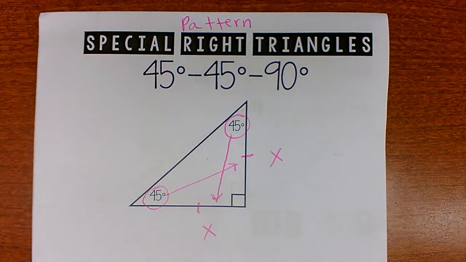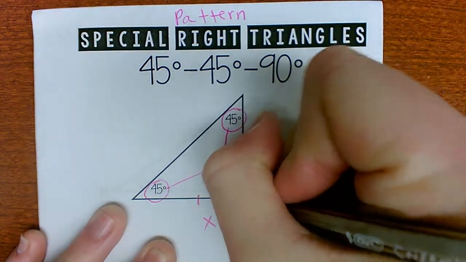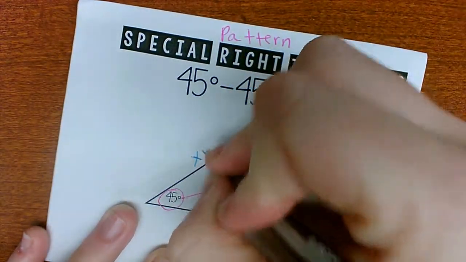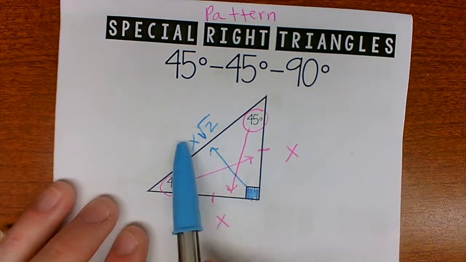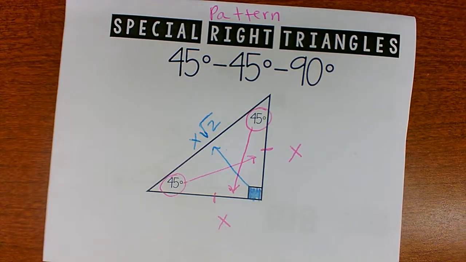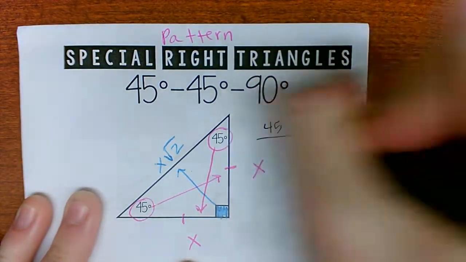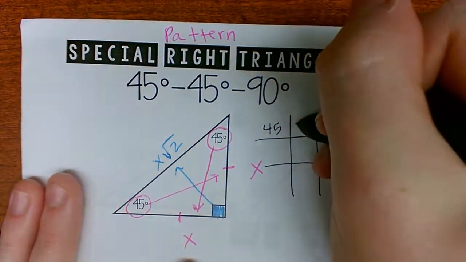Okay, and then we already said across from this 90 degrees is our x square root of 2. So whatever number is here, we're going to plug in and multiply that by the square root of 2. It's the square root of 2 times longer. Okay, and the method that we use here to solve for these, which we'll do in a second, is called the Tic-Tac-Toe Method. So you're literally drawing a tic-tac-toe board.